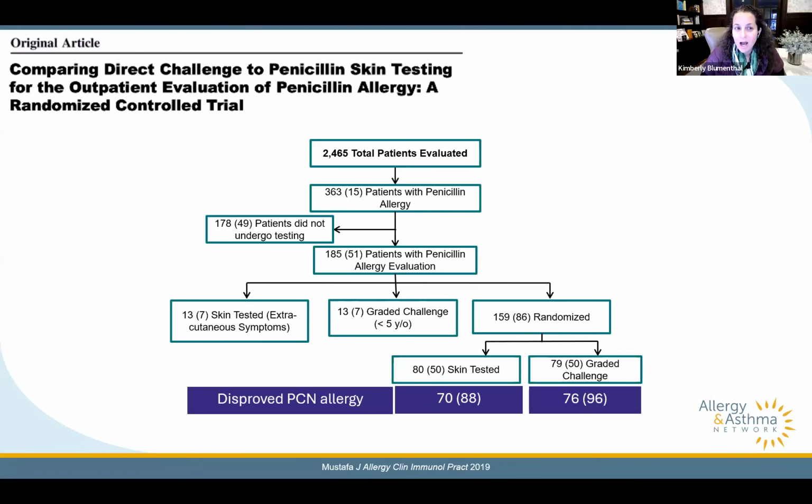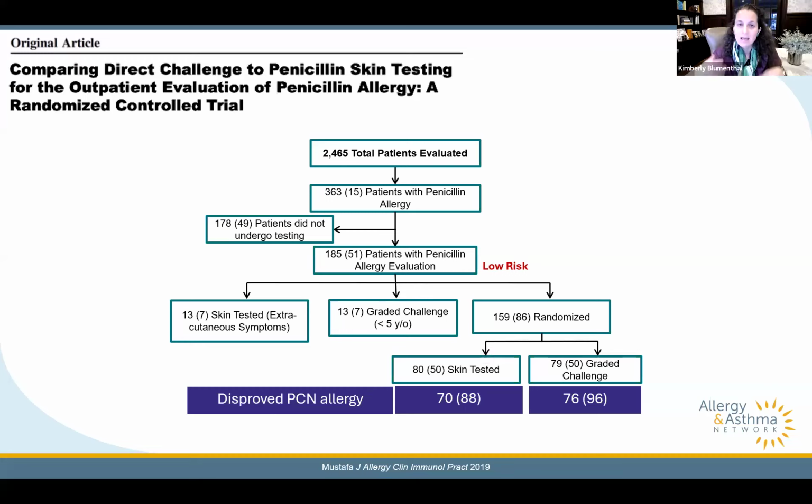This was a fantastic single site randomized controlled trial published in 2019 where it looked at just penicillin allergy labeled patients and identified those that they thought were low risk. So these are all the low risk, the 159. Those 159 right here were randomized to getting a skin test or a graded challenge. And what is most interesting in this study is that if you choose low risk people, you will delabel more. 96% of these patients were delabeled with a direct graded challenge. If you choose to skin test, 88% were delabeled.